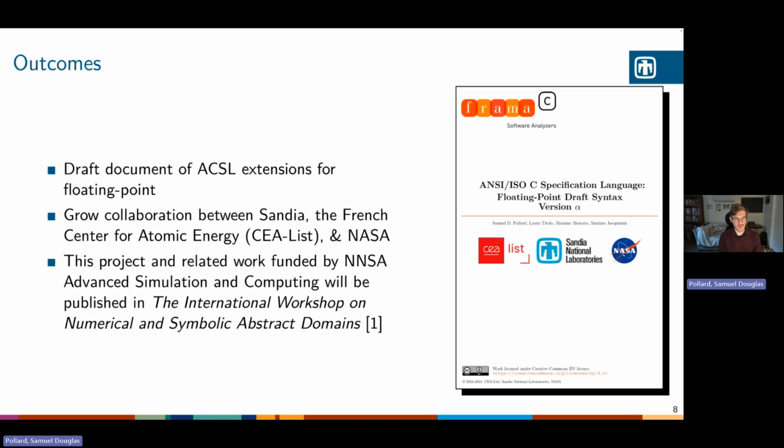Another result of this was a collaborative publication that covers both work funded under the Advanced Simulation and Computing and work funded by this LDRD, and that will be published in the International Workshop on Numerical and Symbolic Abstract Domains.